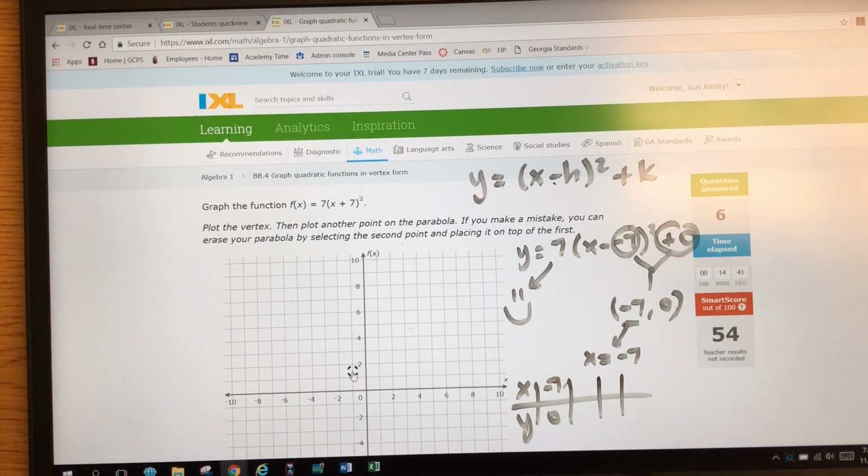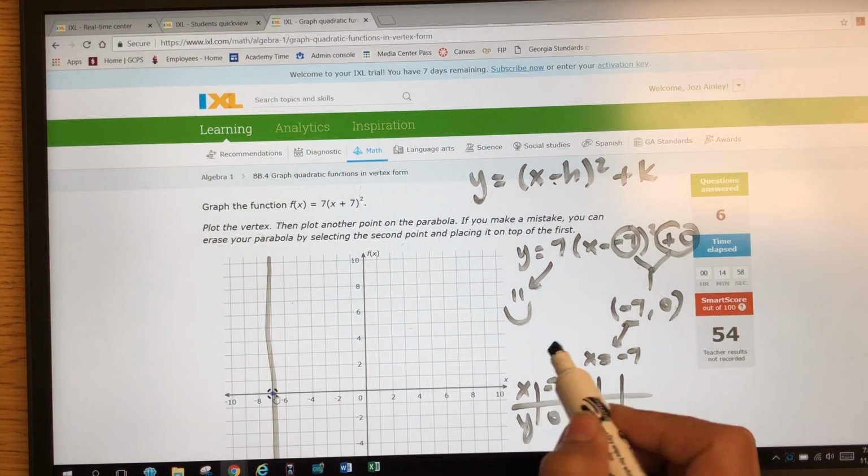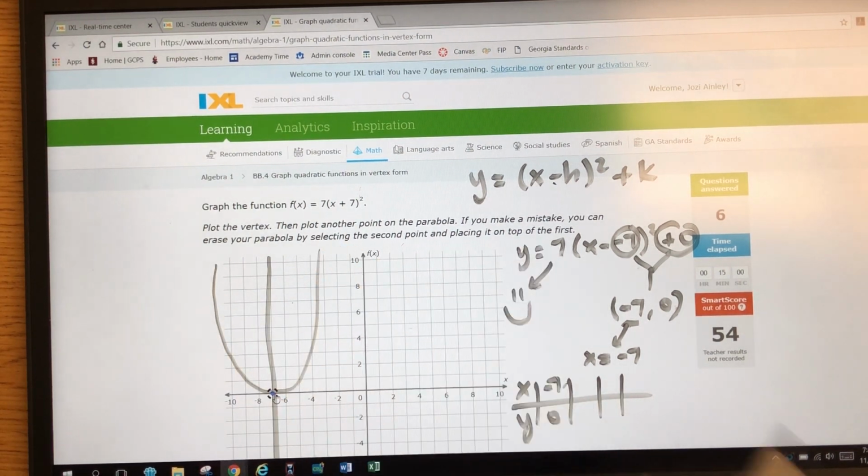So I already have -7, -7 and 0. Oh, that's not -7. -7 and 0. Oh, Lord. All right, -7, 0. My axis of symmetry happens at -7. And then it's upward. So it should look something like this.